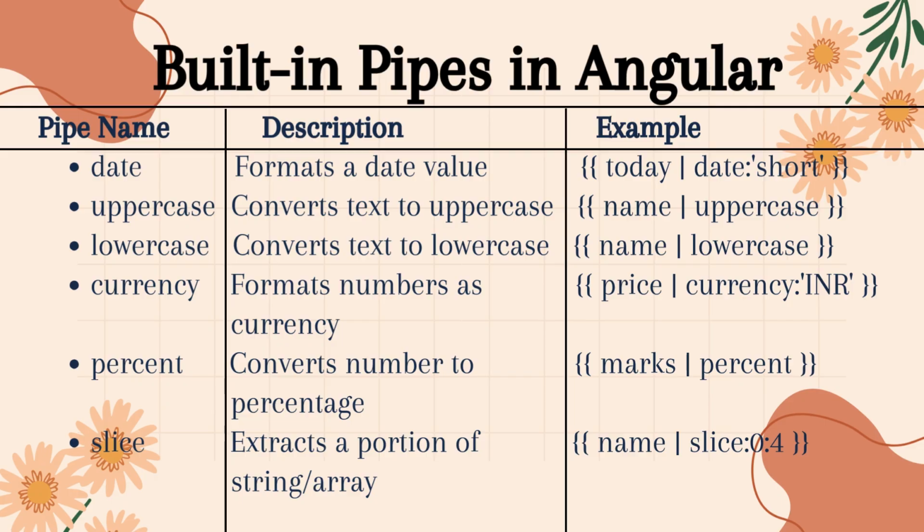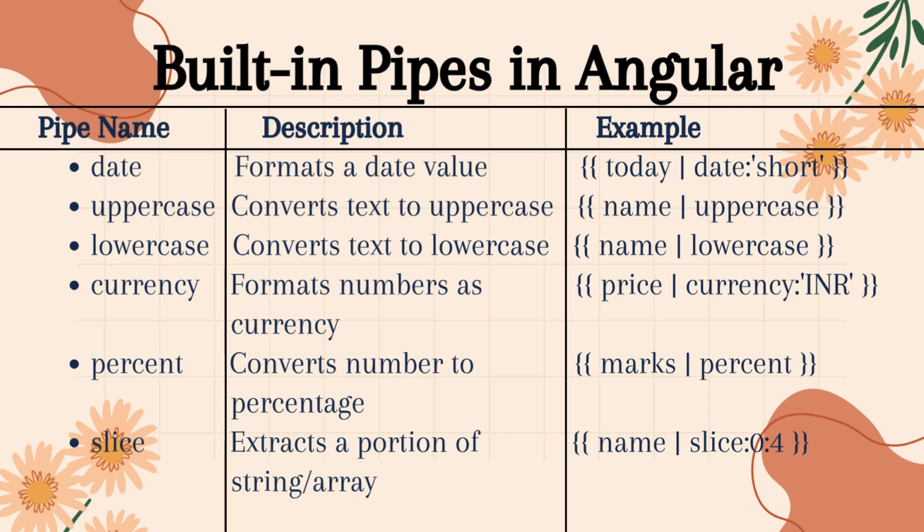Number 4, currency pipe. It formats numbers as currency. For example, price pipe currency : INR. This will display the price in Indian rupees, like 499 rupees. Number 5, percent pipe. It converts a number into a percentage format. For example, marks pipe percent. If marks equal to 0.85, it displays 85%.